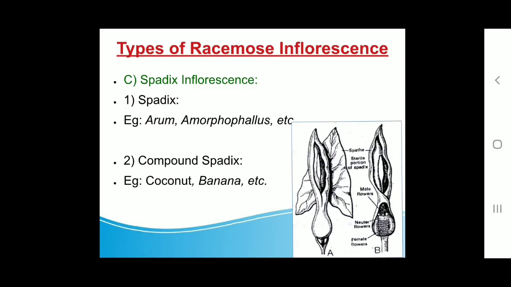Then the second subtype, that is the compound spadix. The main axis is branched. The flowers are unisexual and produced in branches. The inflorescence is covered by a woody or fleshy spathe. Examples: coconut and banana.